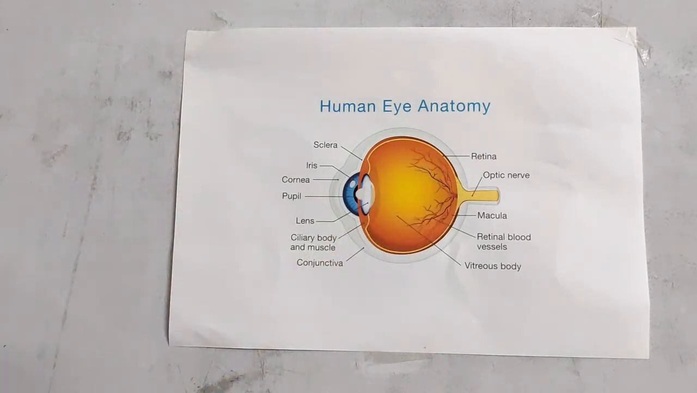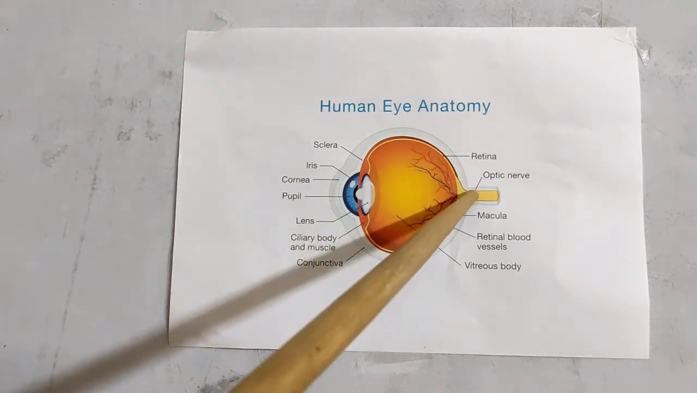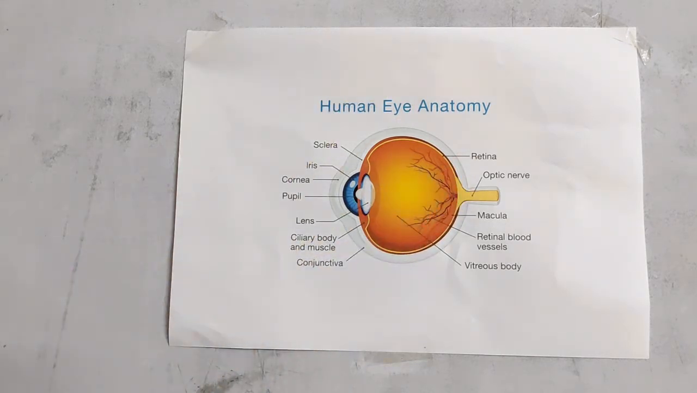You can just check on Google what are the different activities to check the blind spot. I think one of the activities you have also done in your standard 8th, if you remember, right?